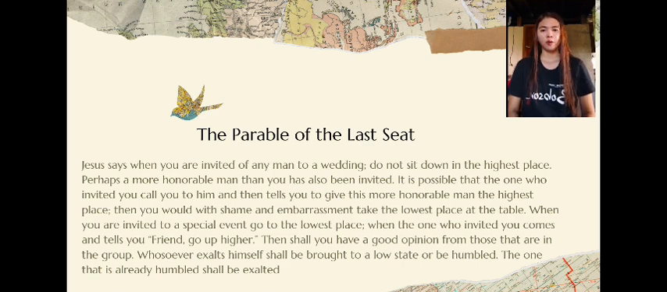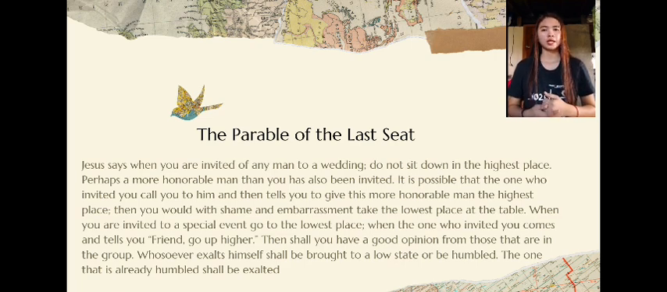So Jesus said, when you are invited by any man to a wedding, do not sit down in the highest place. Perhaps a more honorable man than you has also been invited. It is possible that the one who invited you will call you and tell you to give the highest place to the more honorable man. Then you will, with shame and embarrassment, take the lowest place. So when you are invited to a special event, go to the lowest place. When the one who invited you comes and tells you, friend, go up higher, then you shall have a good opinion from those in the group.